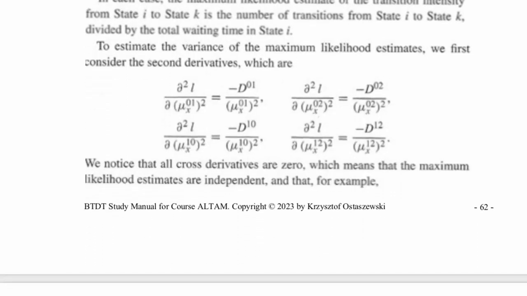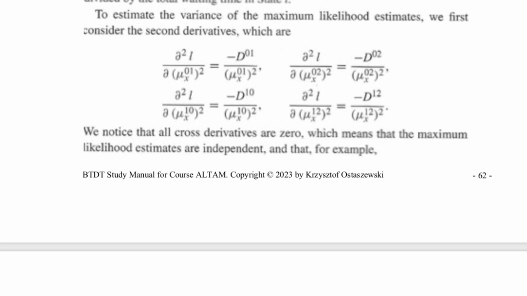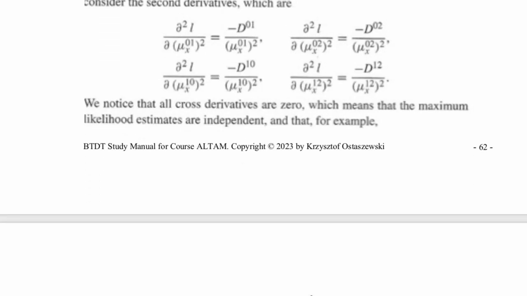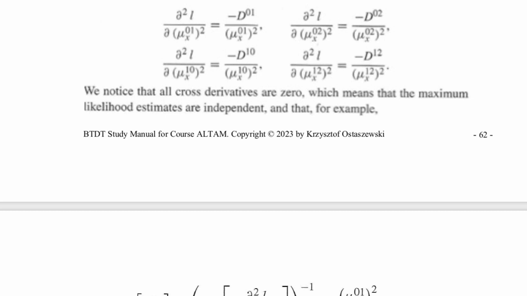To estimate the variance of the maximum likelihood estimates, we first consider the second derivatives. So we would take the derivatives we had here, and take the second derivatives. You can see that the constant terms that don't have mu in them just drop out, and we get these 4 second derivatives. All cross derivatives, where you take the derivative with respect to one parameter and another, are 0 because all the 4 first derivatives had only one variable in them.